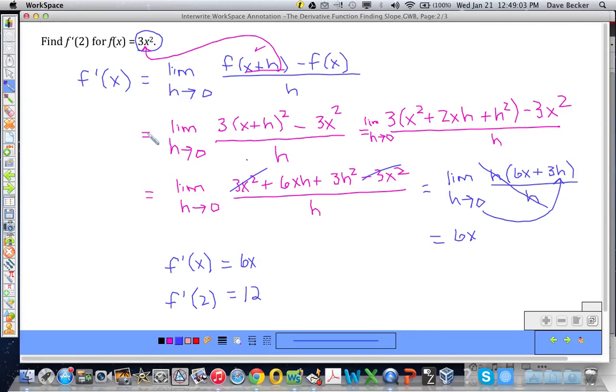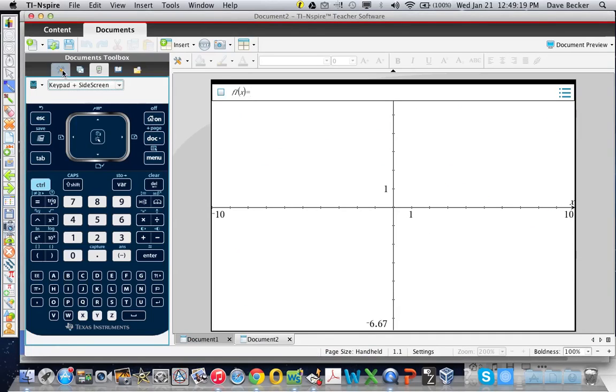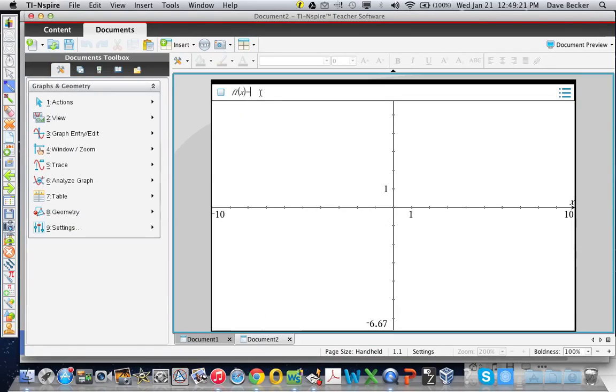Now what does that mean? Well, that means at the original function, 3x squared, the slope of the tangent to the curve, the derivative, the slope of the tangent to the curve, when x equals 2 is 12. And I just want to show you that real quick. So we're going to graph 3x squared.